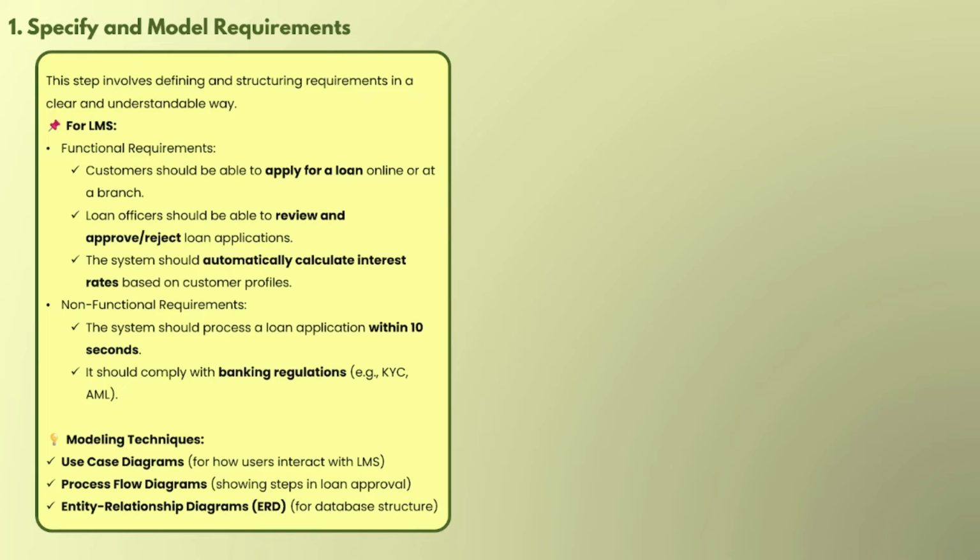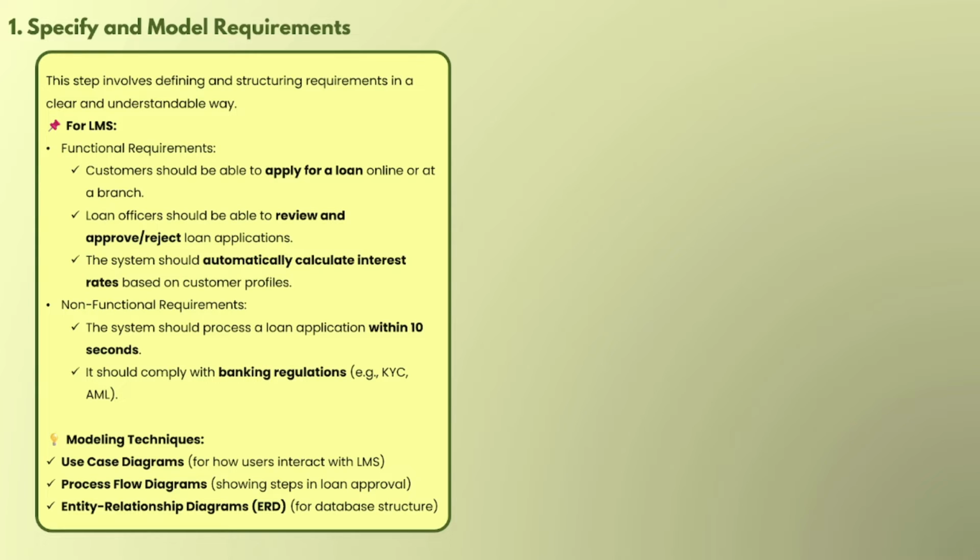As discussed earlier, the very first step is specify and model requirements. This step involves defining and structuring requirements in a clear and understandable way. In simple words, this step is all about writing down the requirements in a way that is clear and easy for everyone to understand, whether it's the business team or the developers. Sometimes we also use models like diagrams, flowcharts or tables to show how things should work. The goal is to avoid confusion later by making everything crystal clear now.